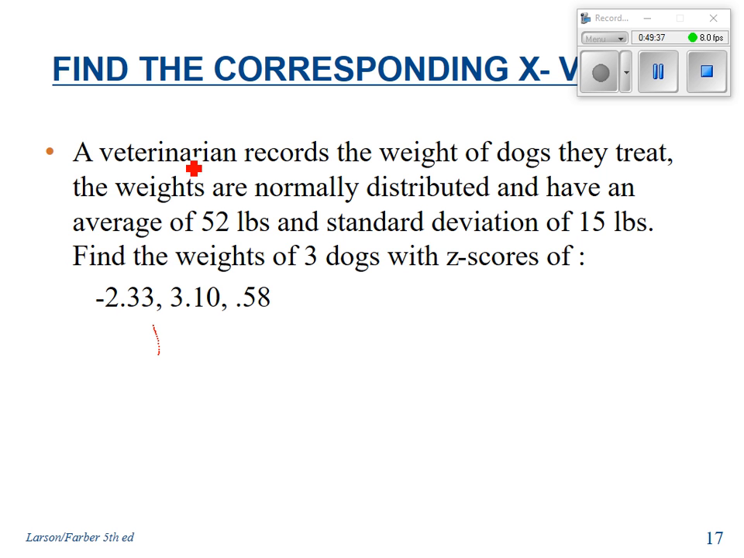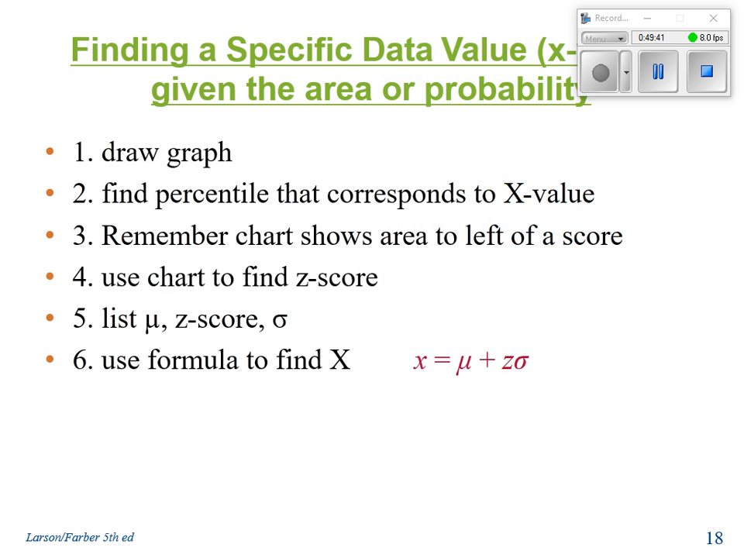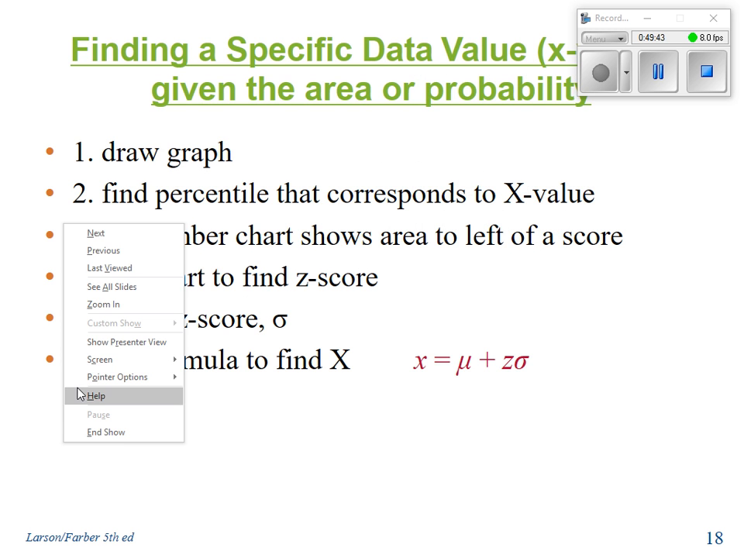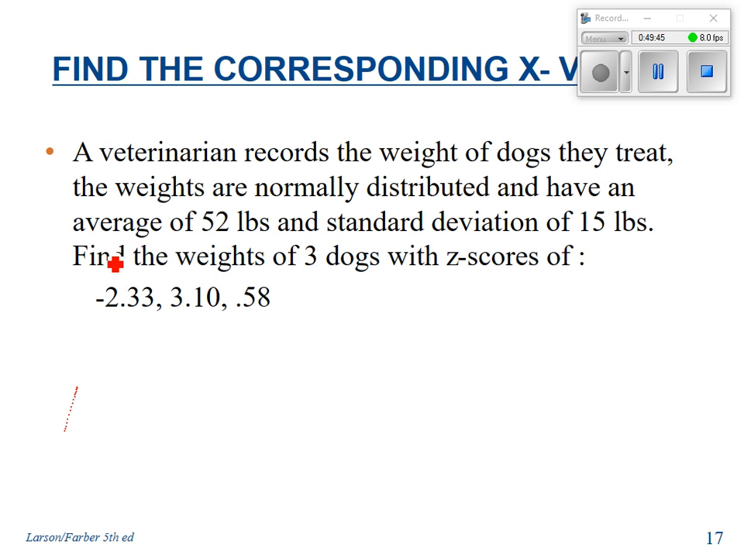Same thing that we just did there, so I'm not going to go through all that one. Same idea. But let's go back for 1 second. What can you tell me about this dog? It's a real light dog. If the average is 52 pounds, which is a fairly big dog, this vet must treat bigger dogs probably, because 52 pounds is a pretty good sized dog.